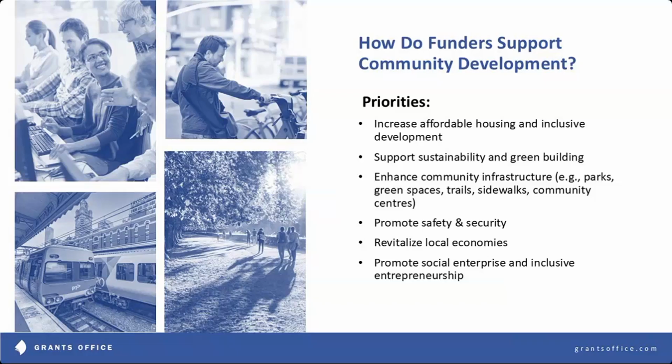Support sustainable and green building, which will allow for an increase in efficiencies. Enhance community infrastructure, that could be parks, green spaces, community gardens, trails, sidewalk improvements, community centers, senior centers, anything that enhances the overall infrastructure of a community, as well as promotes safety and security. Safe places tend to be more economically viable, so those are definitely a priority for a lot of the funders that exist. So these are especially relevant for public sector initiatives, as a strong community allows for more economic activities.